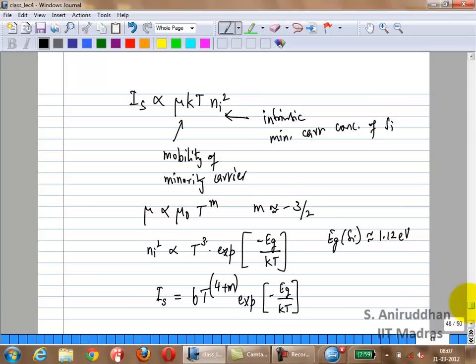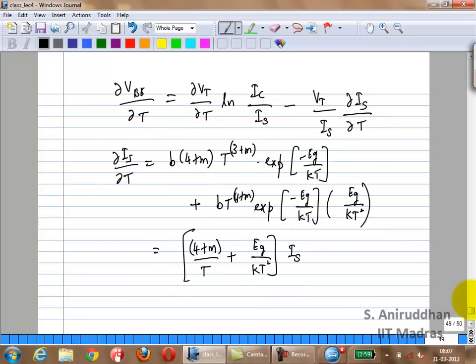We found out the overall temperature coefficient of IS itself, which had a term T to the power 4 plus m, and an exponential e to the power minus EG by kT. So then what we did, we found out ∂VBE/∂T in terms of the temperature coefficient of VT and the temperature coefficient of IS. For now we will neglect the temperature coefficient of IC. What we'll do is assume the collector current is constant, go through this process, find out what it really is and then try to fit it back inside. Okay? So we started deriving ∂IS/∂T.